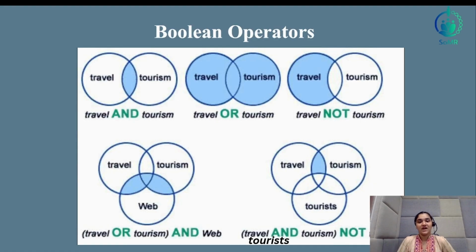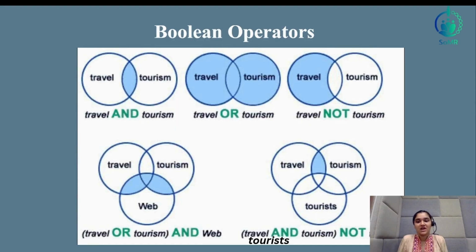So I'm going to use AND because I want researches which have both the elements, but sometimes I want research which has only travel or only tourism or both. Like I don't really care if they are together or not. I just want them either individually or together. So I'm going to use OR. So that's the difference between AND and OR.